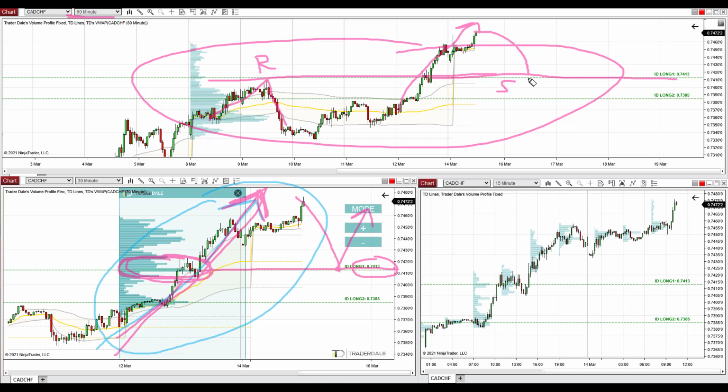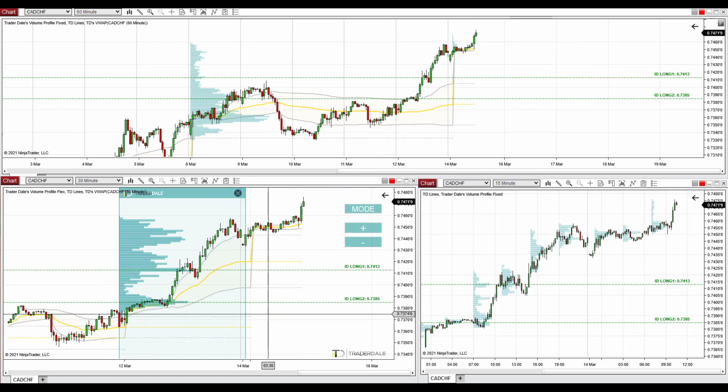So when there's a pullback, there is the price action support as well as the volume-based support, right? This is why I expect a buying reaction from this area. Now, let me show you the second level.